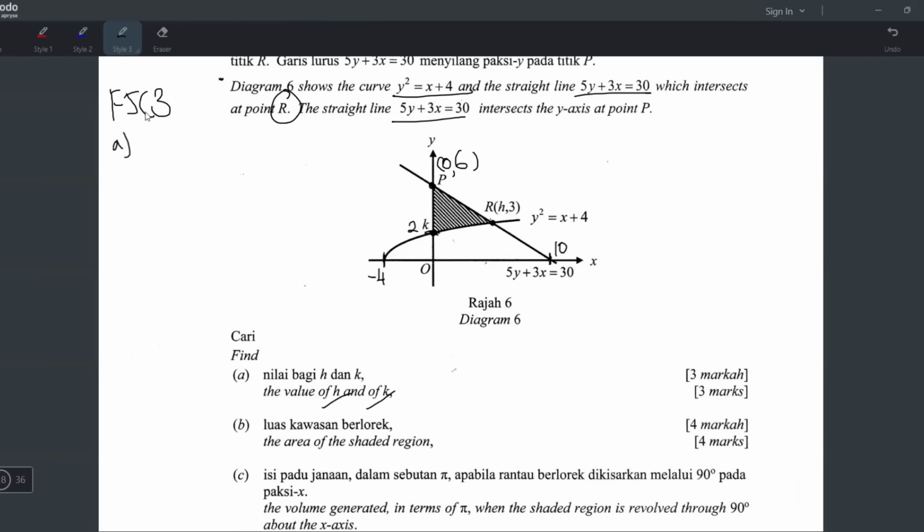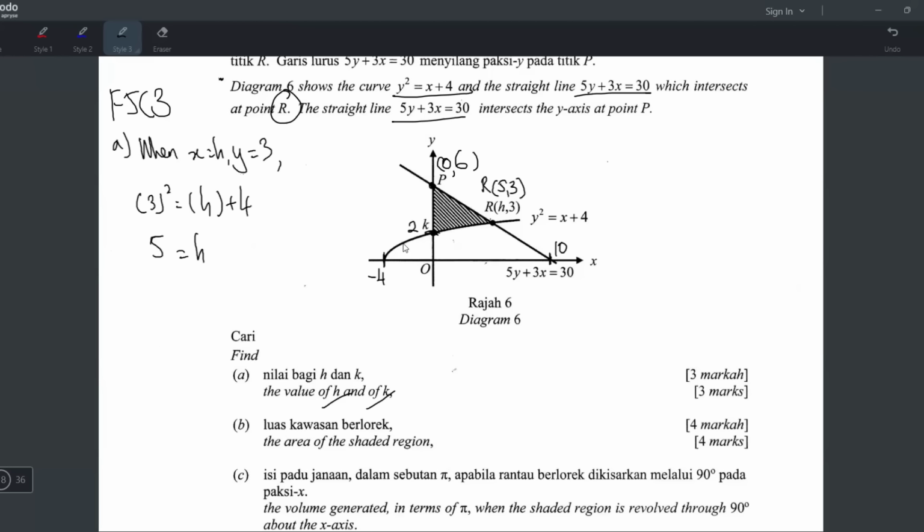Okay, let's find H first. So when x equals H, y equals 3. Okay, the point R, right? And you can sub into the curve equation or the line equation, because this point passes through both. So both equations also can. Okay, let's sub into this one. Y square, so it becomes 3 square equals x plus 4. So your H is 3 square, which is 9 minus 4, 5. So now you know this is 5, 3, point R.